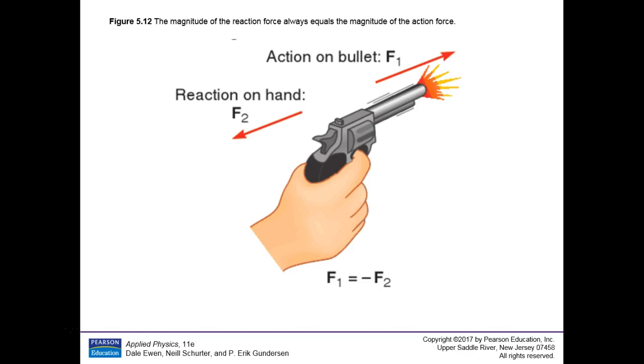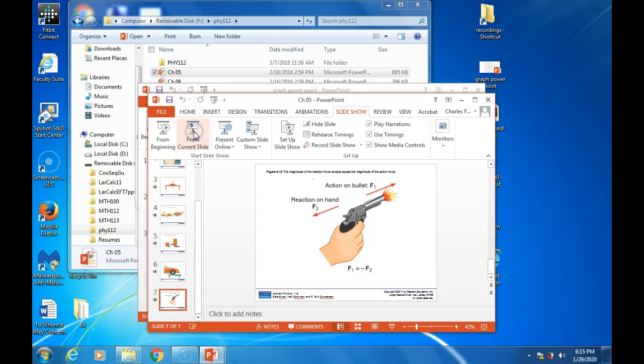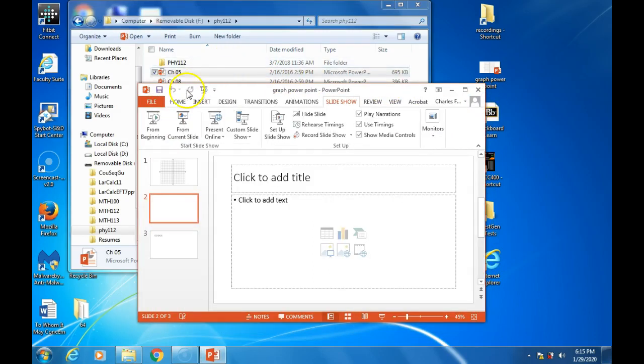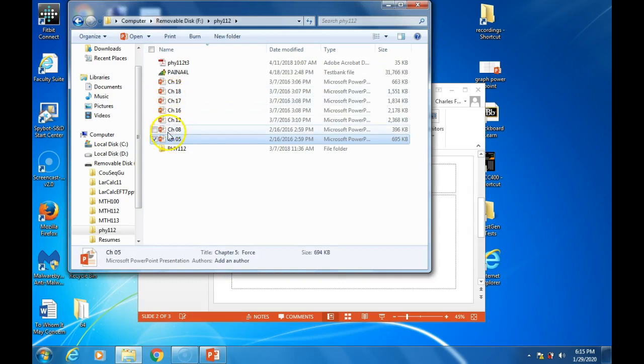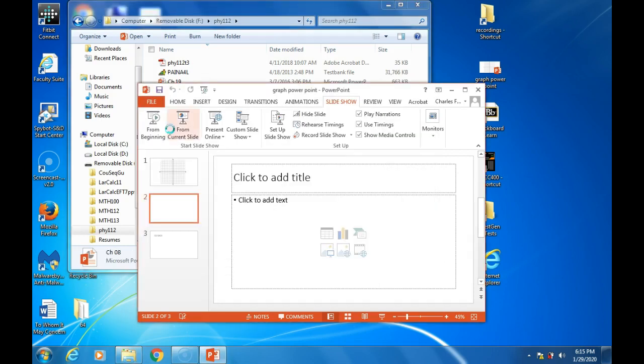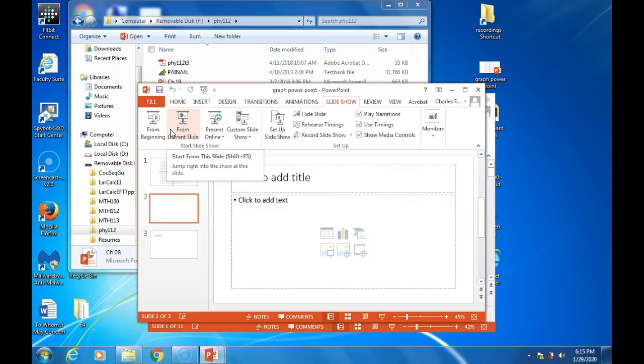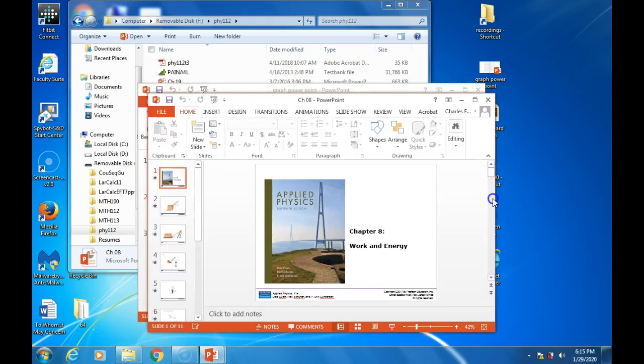So let me get off of this one, end it, and go to Chapter 8 here. I can't get it to pull up. Okay. Why did that come up? There we go. All right, here's Chapter 8.